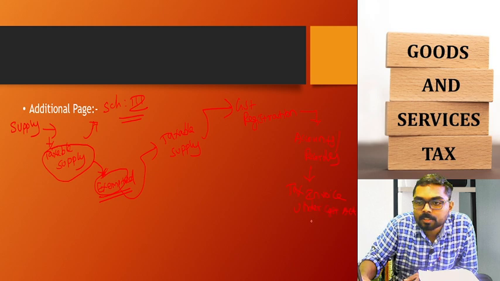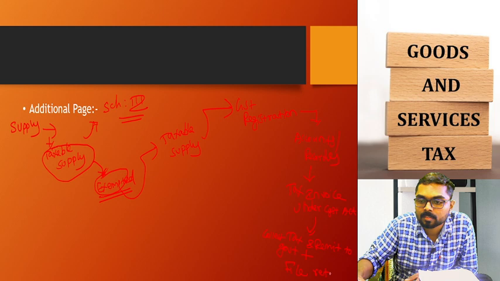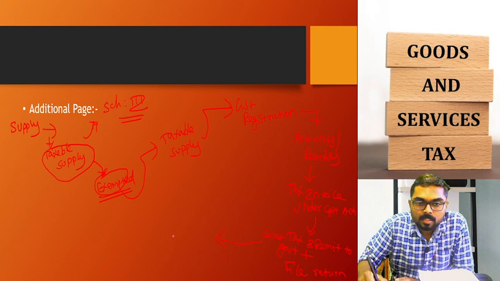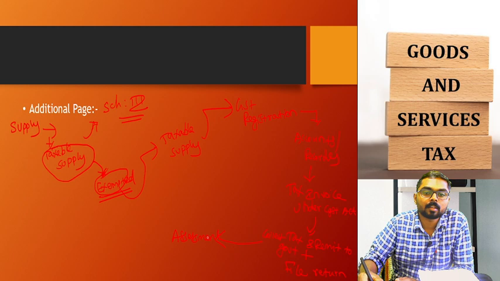Once he issues the tax invoice, he needs to collect the tax amount and remit it to the government. Plus, he needs to file a return to the government. Once he files a return, the proper officer always has an option to assess his return. Assessment done by the proper officer. Once the assessment is done, the proper officer passes an assessment order.